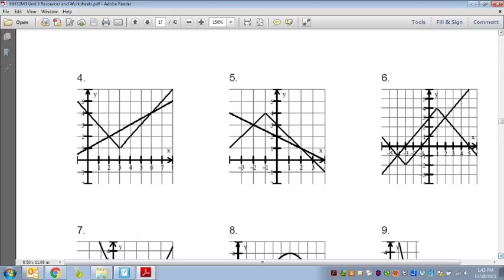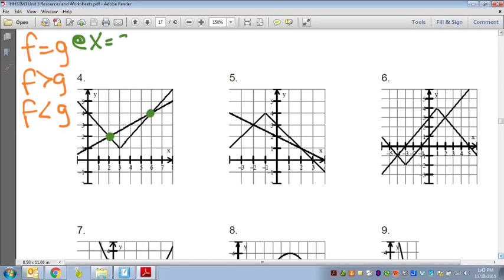For numbers 4 through 6, you'll notice how I have absolute value as well as lines. Okay, and for today, all I need you to do is find where f equals g, where f is greater than g, and where f is less than g. So I need you to find those three things. Okay? So f is equal to g. Well, that means where do the two graphs intersect? I have a spot here and a spot right here. So they seem to cross at x equals 2, right? And again at 6. So they cross at 2 and they cross at 6. Okay? So that is where f equals g.